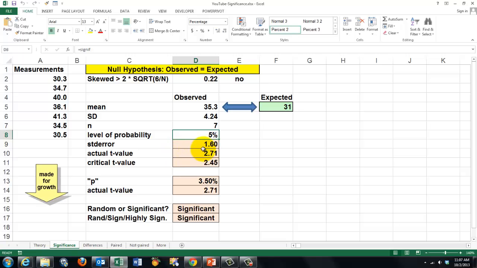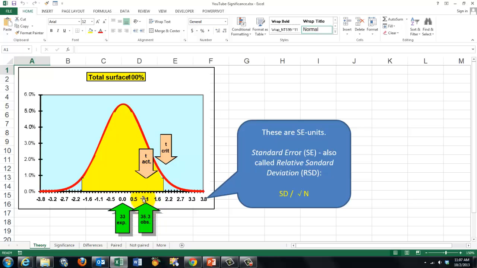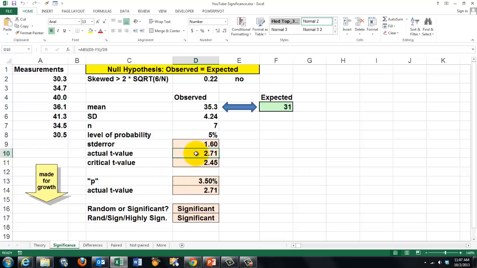Then we need to calculate the standard error. Remember, the standard error is always in standard error units. So that is the standard deviation divided by the square root of the number of cases, the square root of 7, 1.6. What is the actual t-value? The actual t-value is how far am I away from what I expected in standard error units. So we divide the difference between observed and expected by the standard error. So 2.71 units of standard error am I away from what I expected.